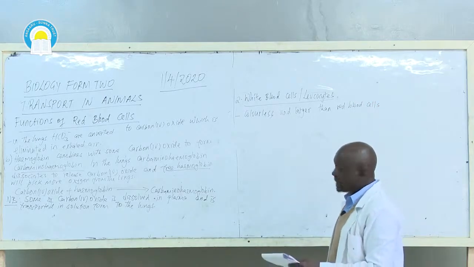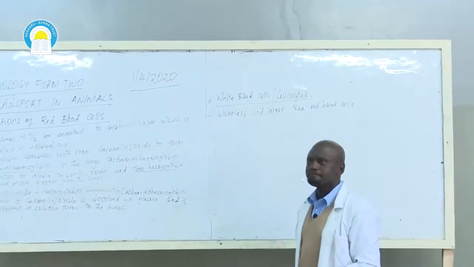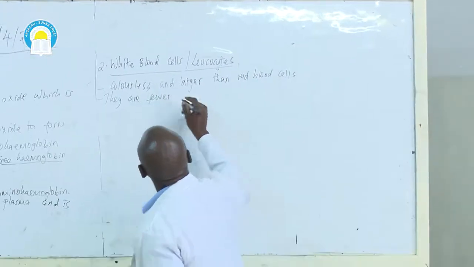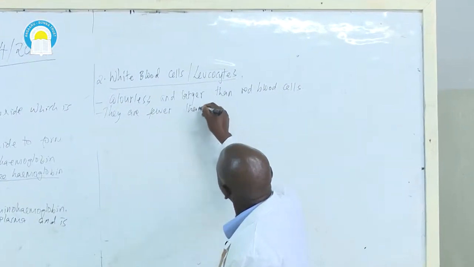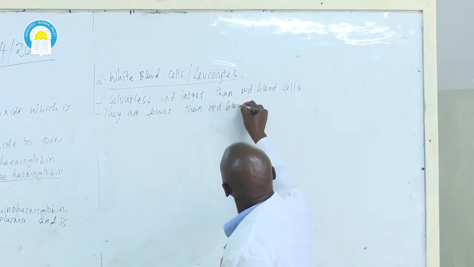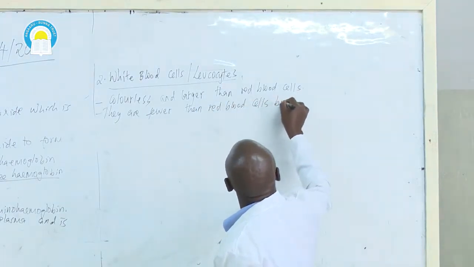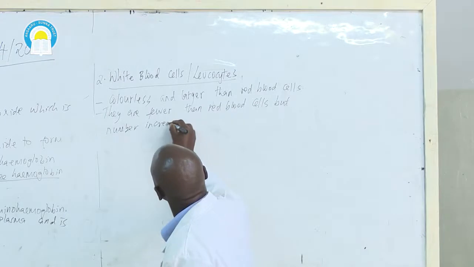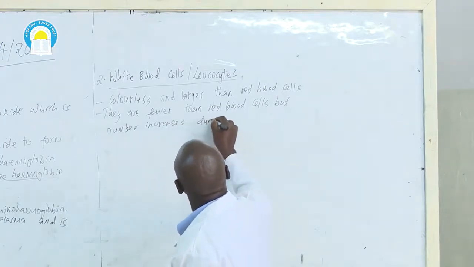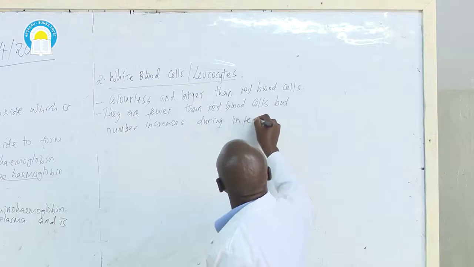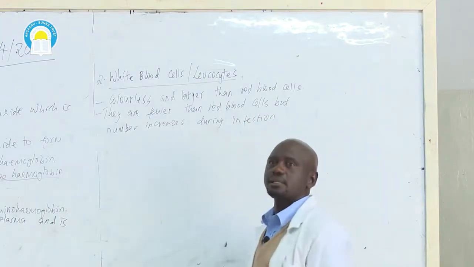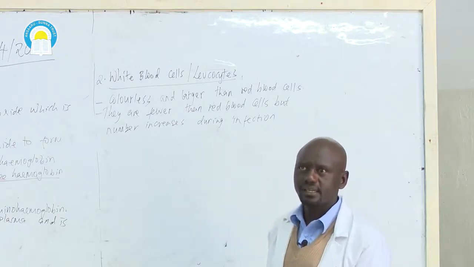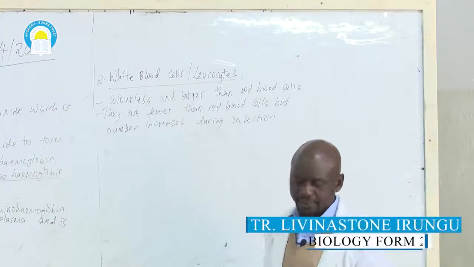The other thing is that their number is fewer. So they will be less in number, fewer than red blood cells. But the number increases during infection, so that they can clear the disease-causing microorganisms, which could be bacteria, viruses, or microscopic fungi.